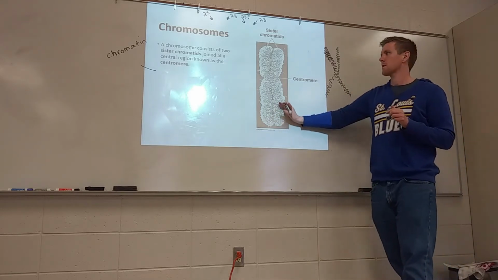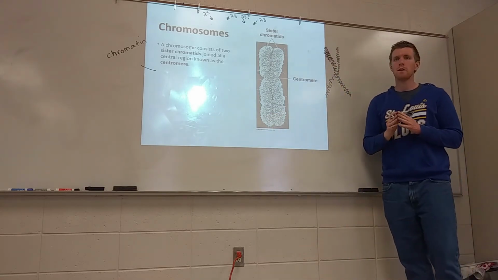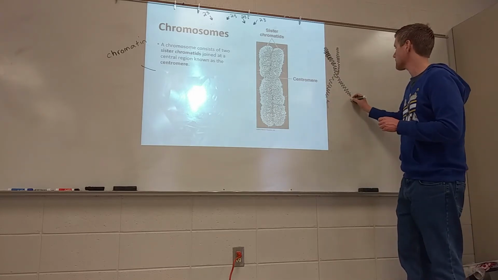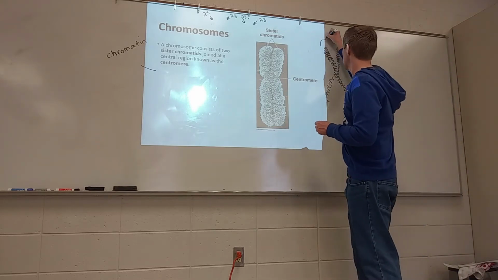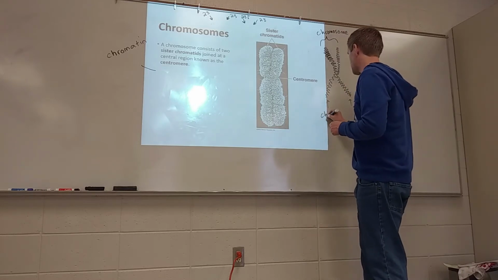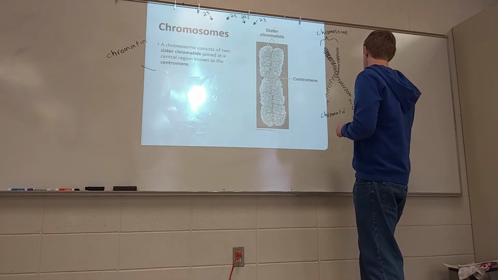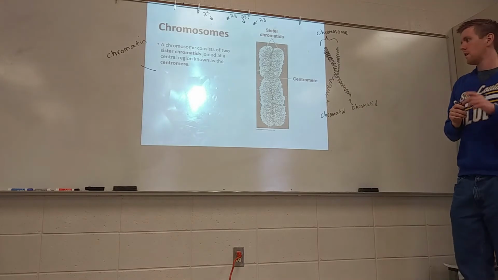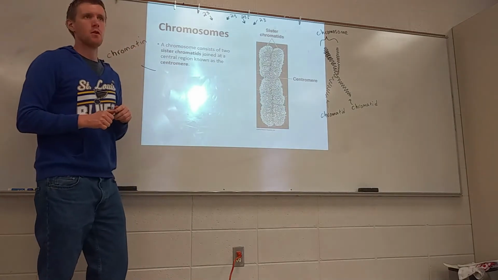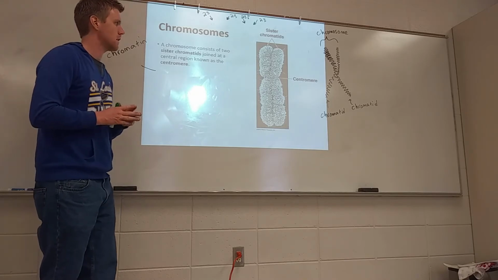They're so tightly condensed that they make this nice X shape. But again, it's important to note that it's really, really tightly folded in there and compacted quite well. Now I want you to note that there are two halves to this thing. The whole thing is called a chromosome. Each half is called a chromatid. A chromatid is identical to the other chromatid. They are photocopies of each other, mirror images of each other, so to speak.